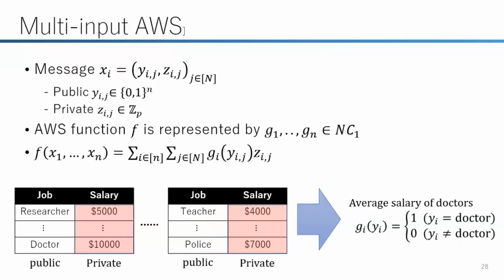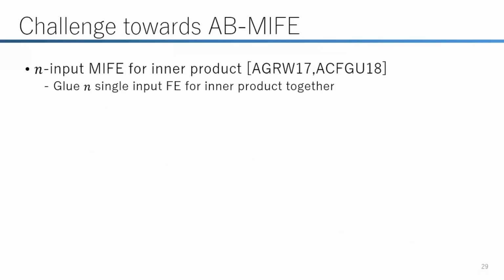And multi-input AWS is defined as follows. First, compute AWS for each slot, and then sum them up for all slots. So finally, I will explain our challenges in this work. I will explain for the case of inner product for simplicity. The starting point will be multi-input FE for inner products.